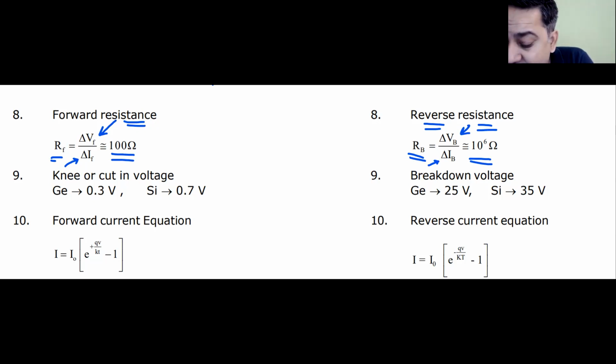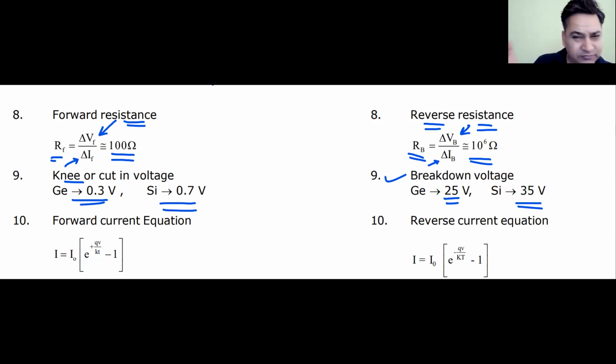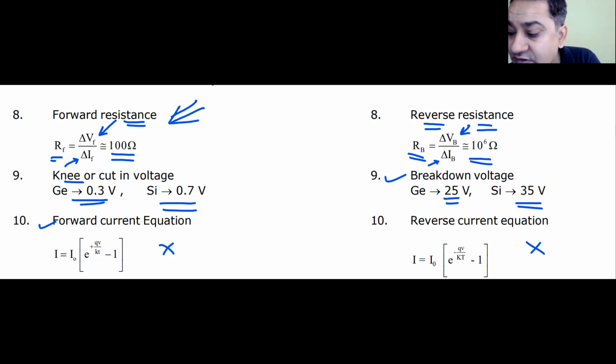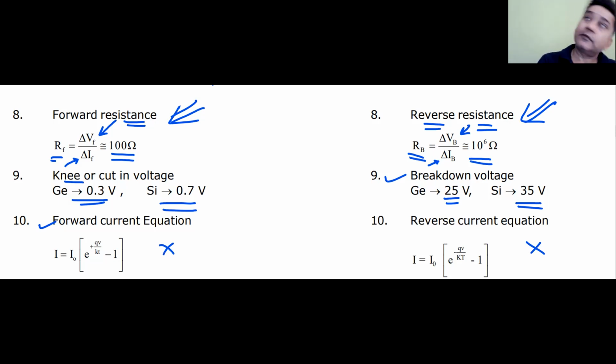Yes, sir. And we have seen this knee voltage. You don't have to remember the values. The breakdown voltage is also given. You don't have to remember the values. No one is going to ask you these values. Forward current equation, again, this is not in your code. If you want, you can note it down. Else, you can let it go. The only thing you must understand here is the reverse resistance and the forward resistance. Apart from that, I don't think anything is part of your course. Okay?